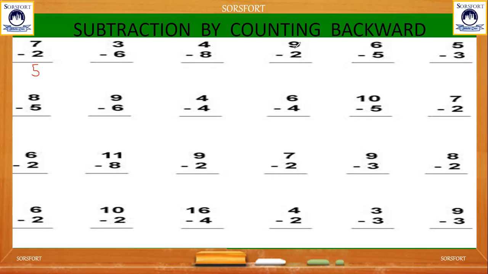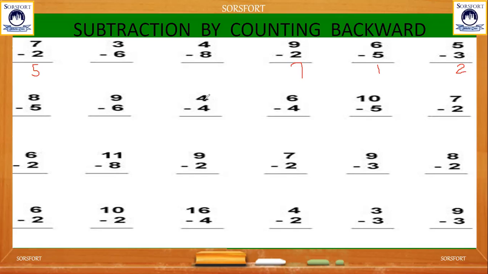Again, 9 fingers you have to open. You have to close 2 fingers. In 9 fingers, you close 2 fingers, remaining how many fingers are open? 7 fingers. Again 6 fingers you have to open. 5 we can close. How many fingers are open? 1. Again 5 fingers you can open. In 5 fingers, 3 fingers you can close. Remaining how many fingers are open? 2.